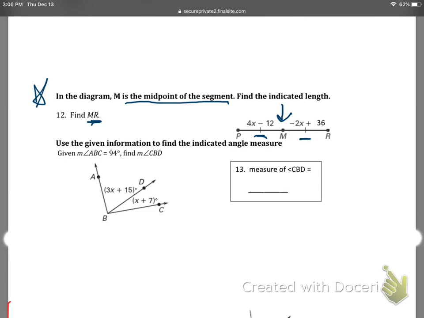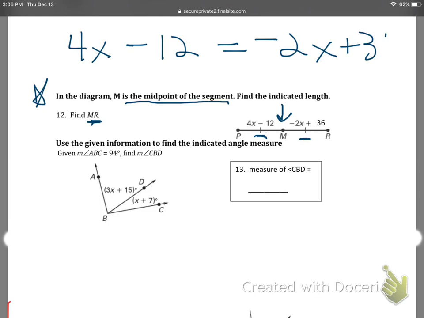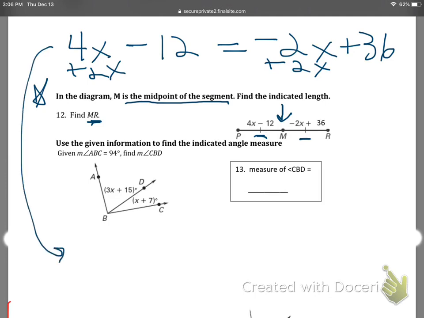So I have a strategy now. So go ahead and we're going to write out 4x minus 12, and that has to equal negative 2x plus 36. All right, so we've got to do some math here, but that's okay. Add 2x to both sides. So I'm going to continue down here at the bottom. So what am I getting? I'm getting 6x minus 12 equals 36.